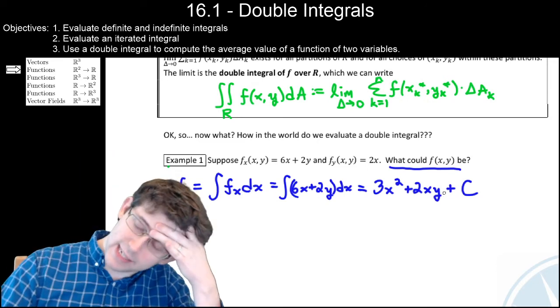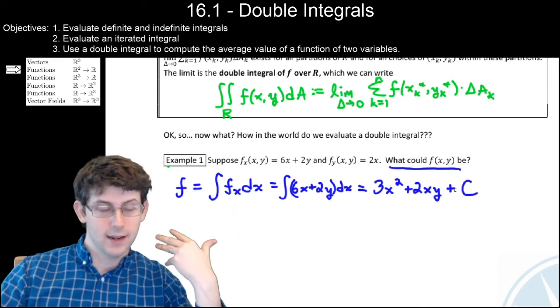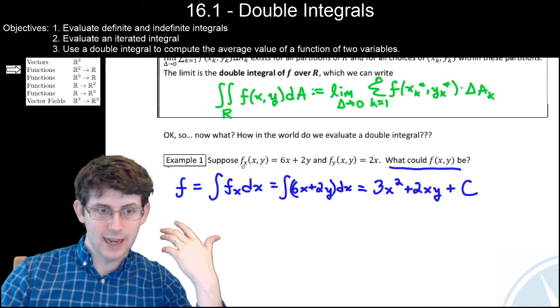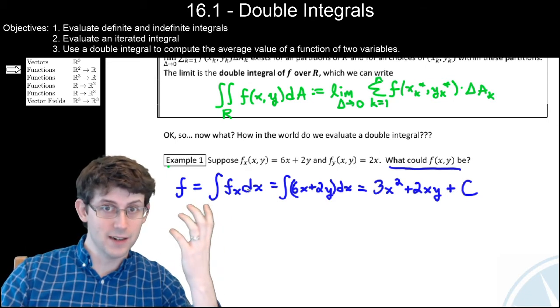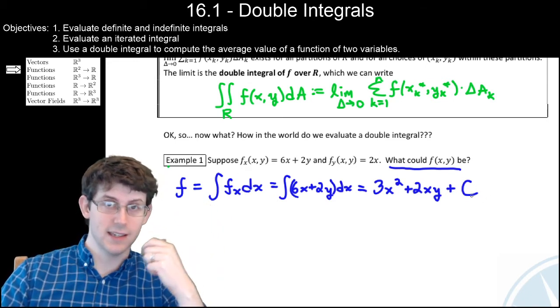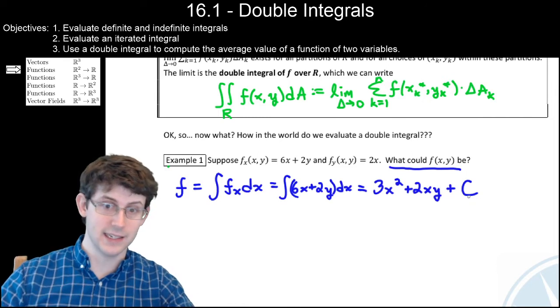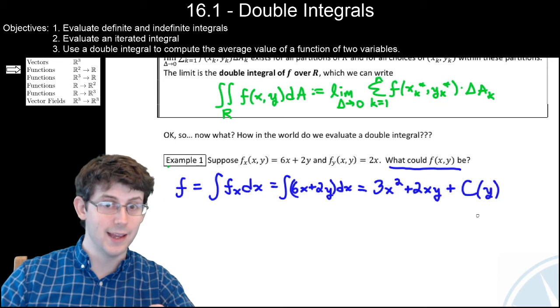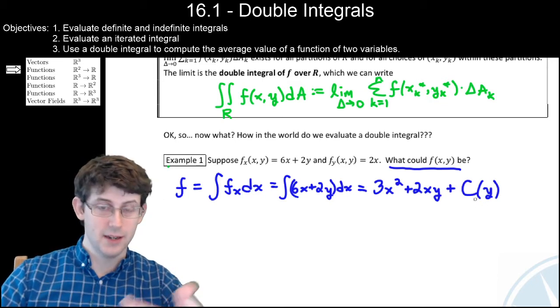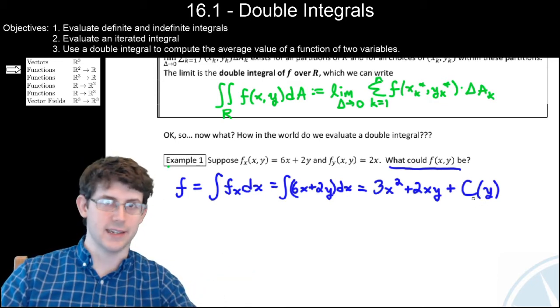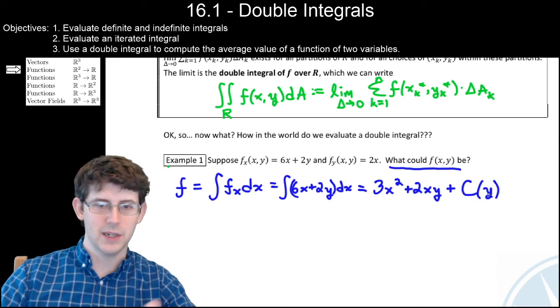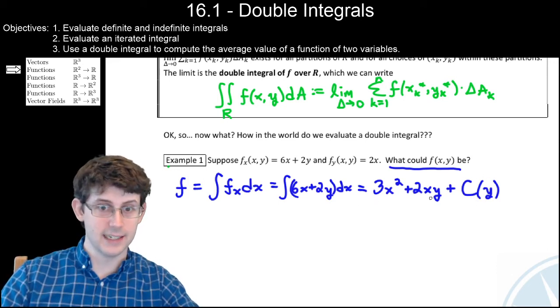Now, the plus c is a little bit tricky here. Because I was treating x as the only variable, this c means all the stuff that has no x's in it. That means c might be a function of y. Like c could be a number, but c could also be like y to the 6th. We don't know. All we know is that all the terms that have x's in them are listed here.